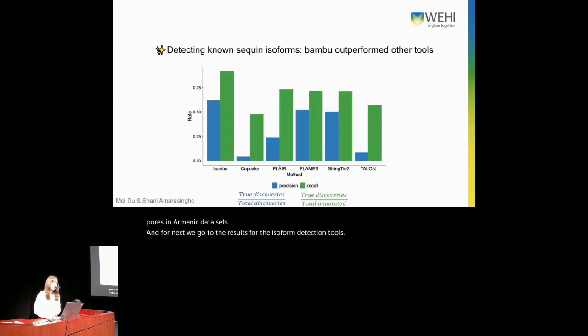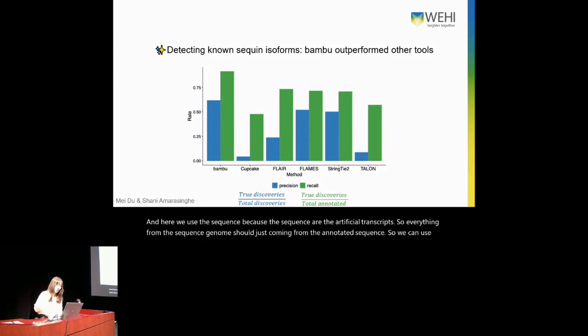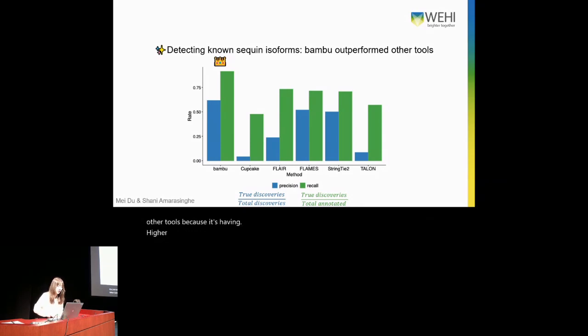And here we use the sequins, because the sequins are artificial transcripts. So everything from the sequin genome should just come from the annotated sequence. So we can use it to know which are the true discoveries and which are the false discoveries. So we can calculate the precision and recall, and from here we found that the tool called Bambu outperformed the other tools because it has higher precision and recall.